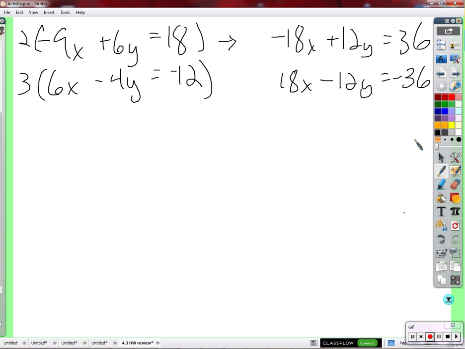So if you graph it, will they be perpendicular? If they were perpendicular, they cross. How many places would these two perpendicular lines cross? One place, right? So that'd be one solution, and we would have found it. But here, what we get is 0 equals 0. It's the same line. If we graph these two lines, they'd just be right on top of each other.